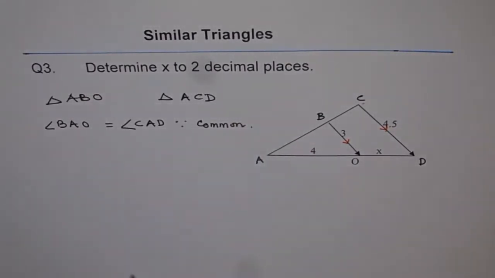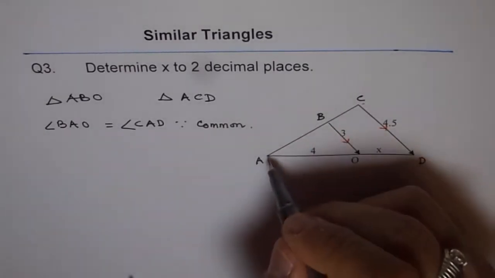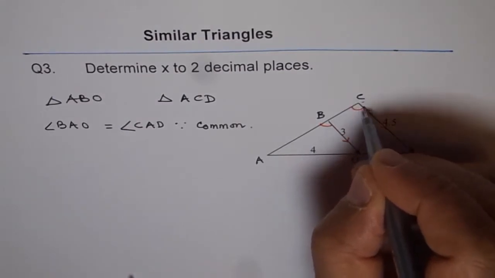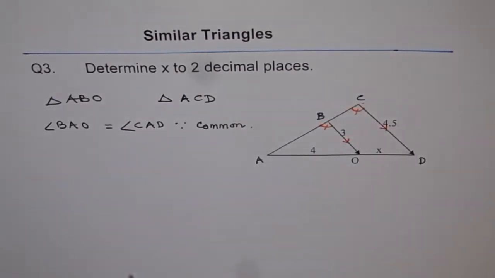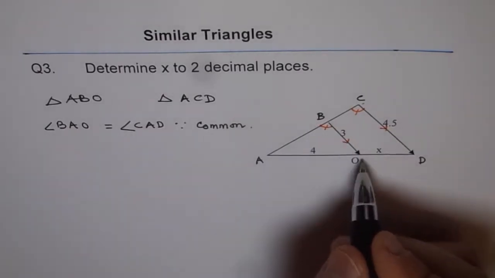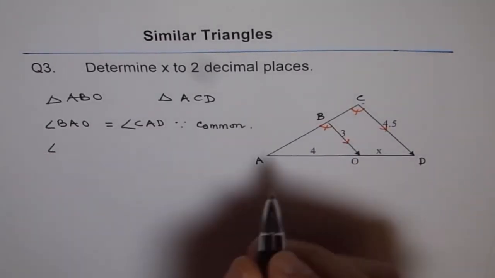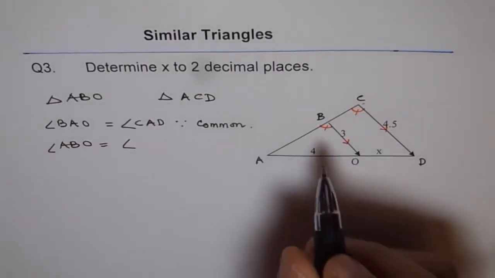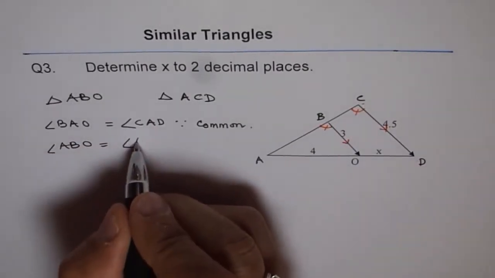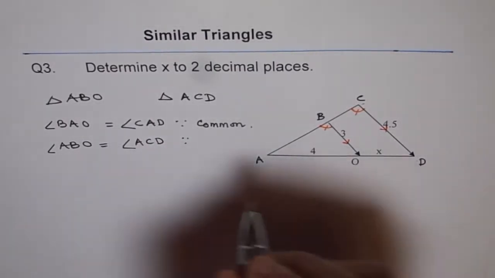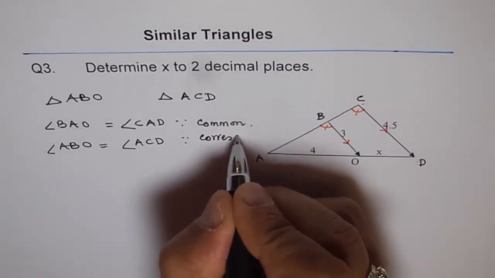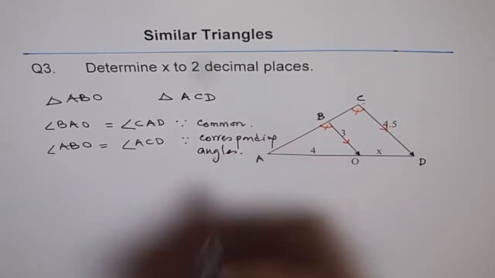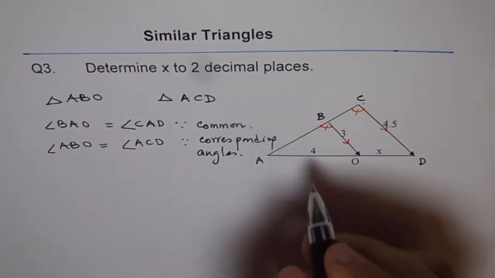Second, what we note is these two lines are parallel and that becomes a transversal line, and therefore corresponding angles should be the same, right? So these two angles are the same, correct? So in the small triangle, this angle is angle ABO is equal to angle ACD because of corresponding angles.